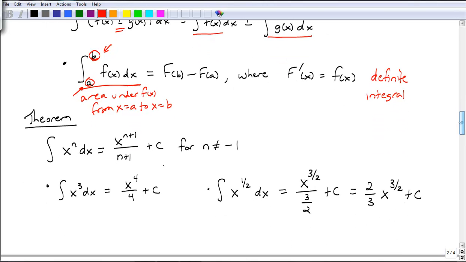And there's another theorem which we've seen before. Consider the integral of x cubed. What do I take the derivative of to get x cubed? Well, I take x to the fourth over 4, plus c, the integration constant. The derivative of x to the fourth is 4x cubed, and that 4 will cancel the 4 on the bottom.